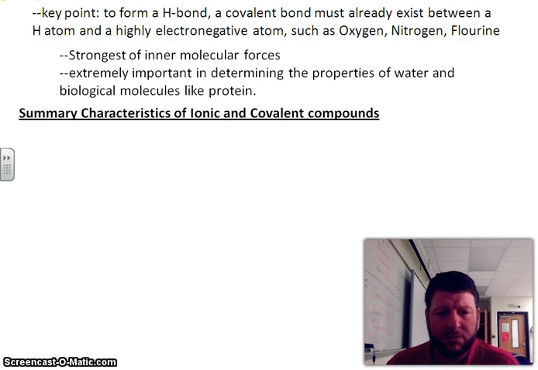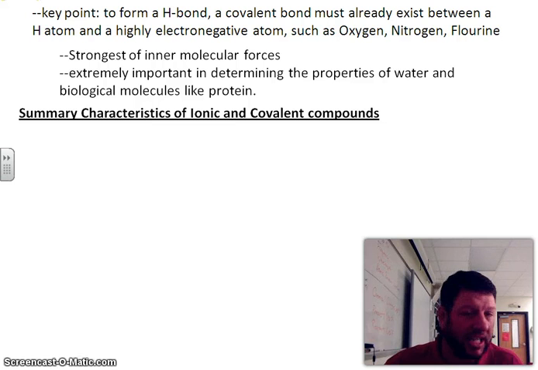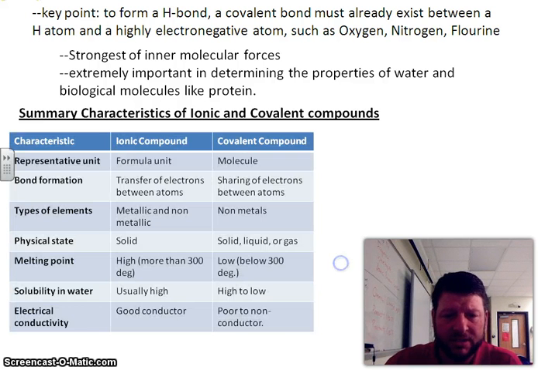The hydrogen bond is the strongest of the intermolecular forces, but remember it is still weaker than an ionic or covalent bond. And hydrogen bonds are extremely important in determining the properties of water and biological molecules like protein. At this point it'd be a good time to take a quick summary of the characteristics of ionic and covalent compounds. You can see those here in this chart. Go ahead and write that down. And that is the end of our unit.